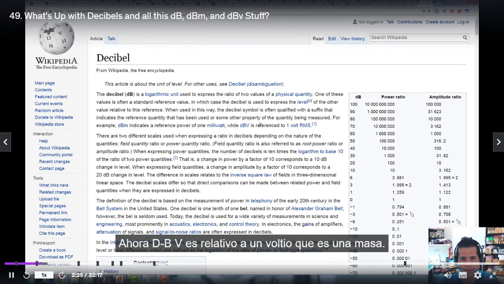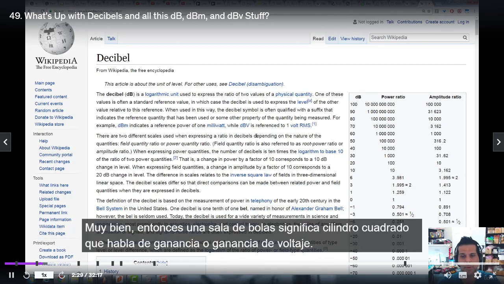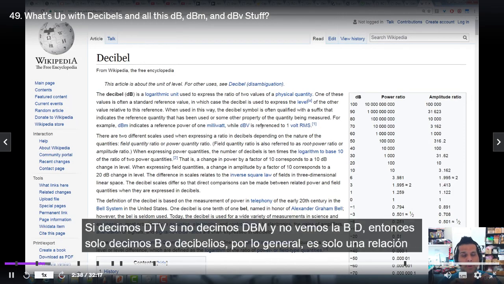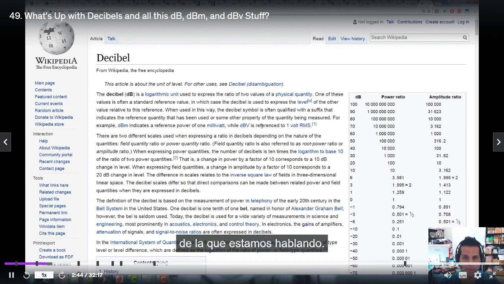Now, dBV is relative to 1 volt RMS, so 1 volt root mean square. When we're talking about gain or voltage gain, the reference is 1 volt if we say dBV. If we don't say dBm and we don't say dBV, and we just say dB or decibel, then typically it's just a ratio we're talking about.